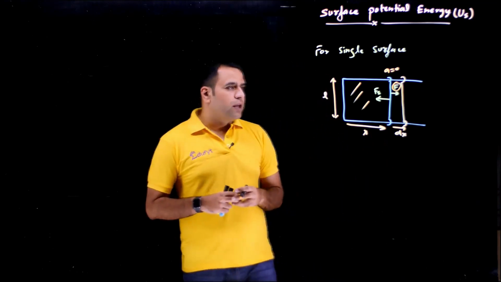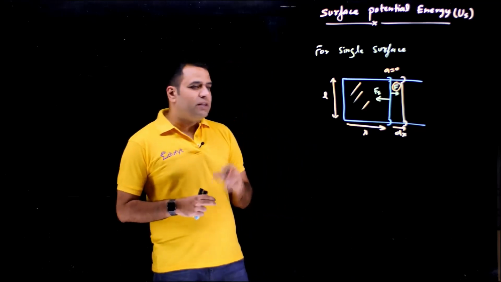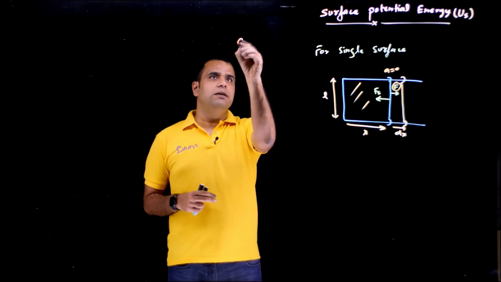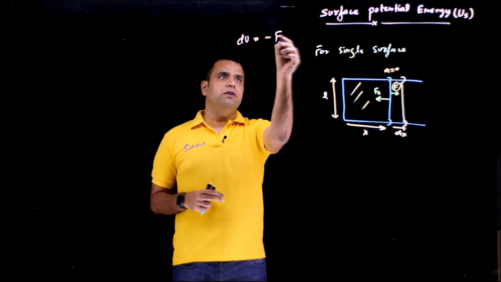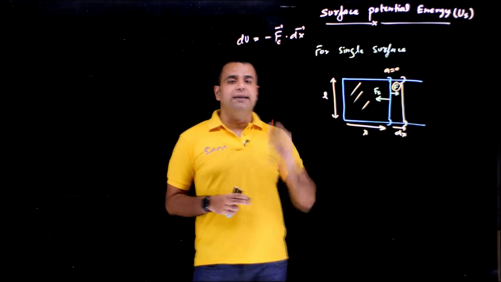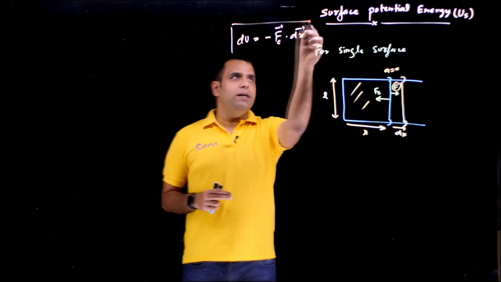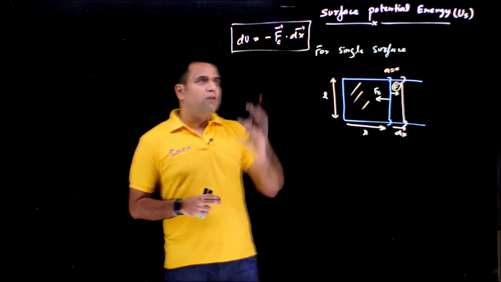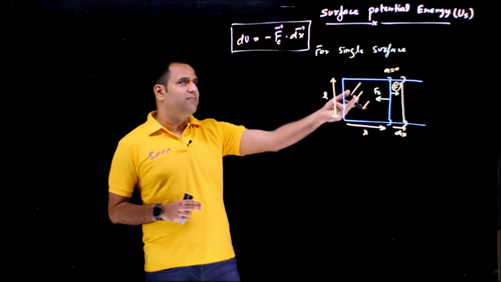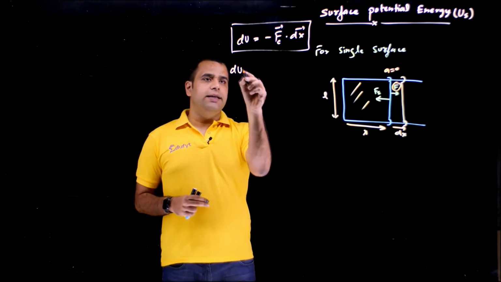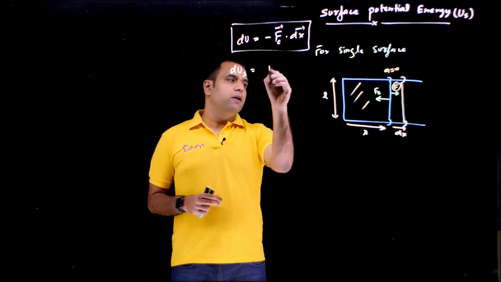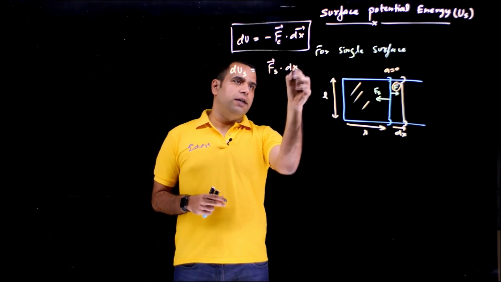Now we have a general formula between the potential energy and the conservative force. From that formula, dU is equal to minus Fc dot dx, where C stands for conservative. So the potential energy due to any conservative force is calculated by this formula: dU equals minus Fc dx. In this case, in place of Fc, we have Fs. So dUs, the surface potential energy, will be equal to minus Fs dot dx.